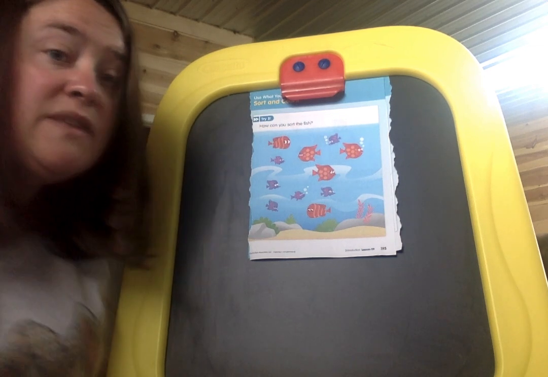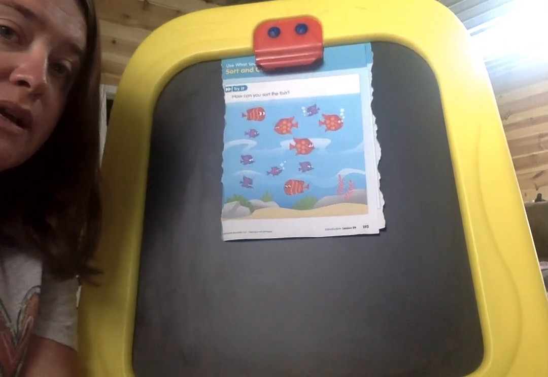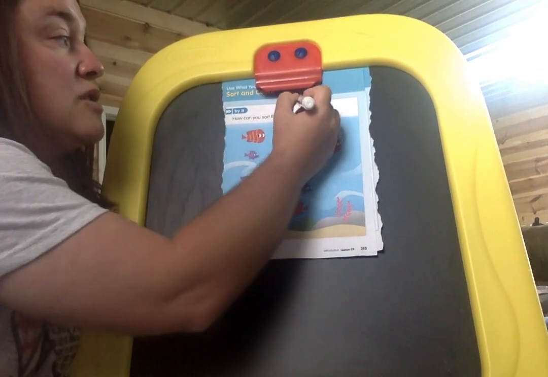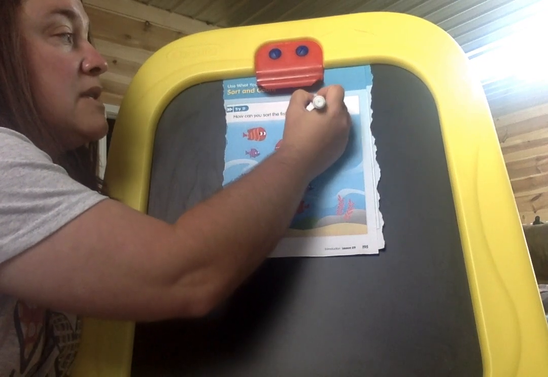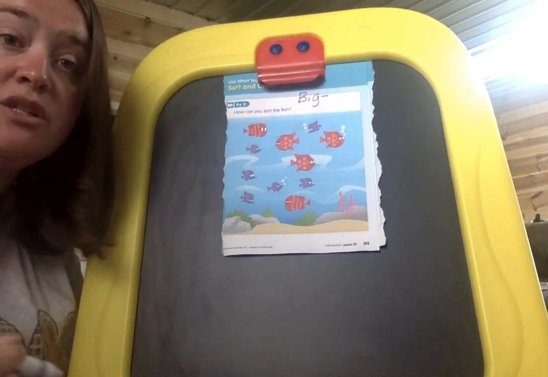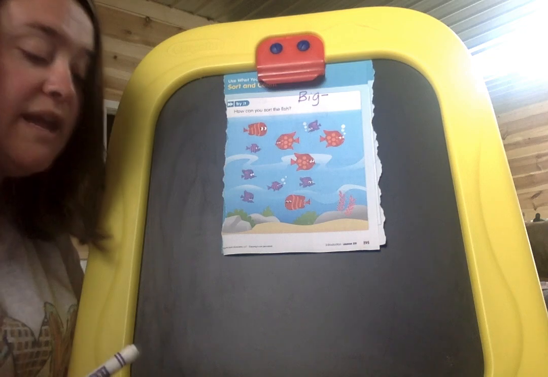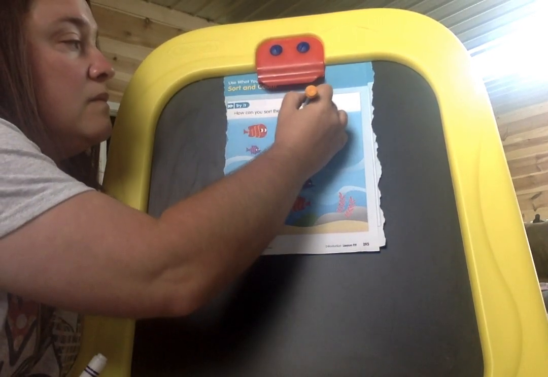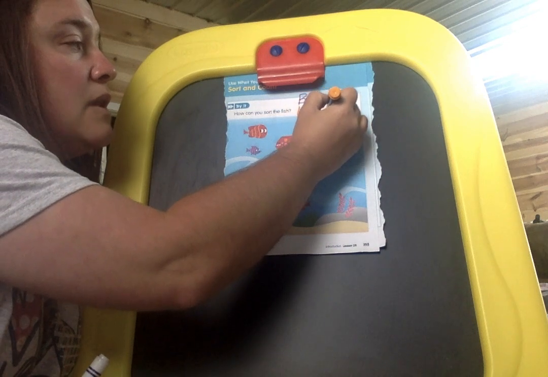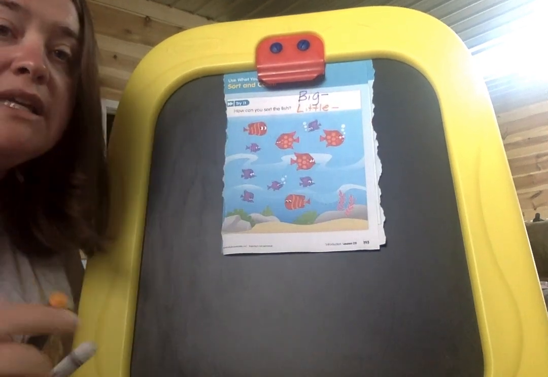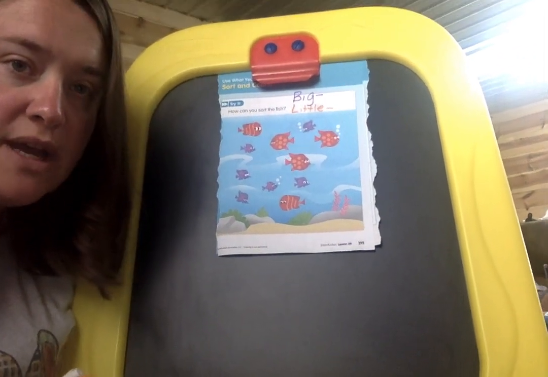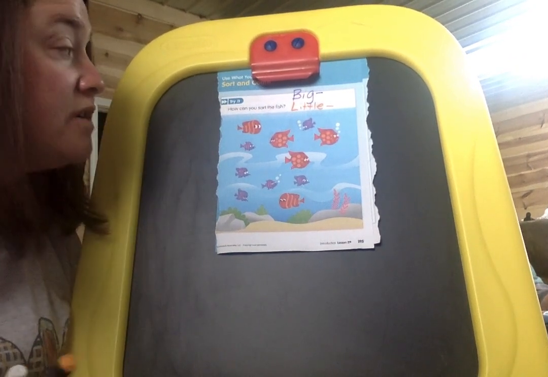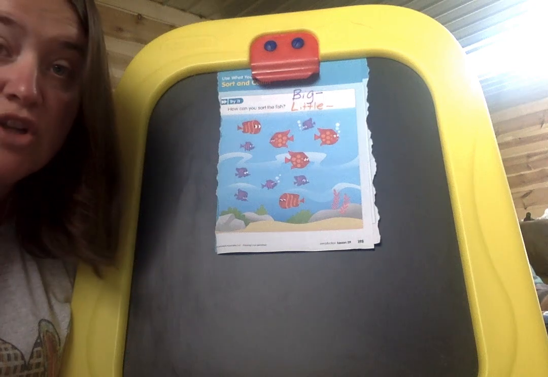Okay? So up at the top of your paper, you may not can see mine very well, we're going to write big, just up here at the top somewhere, because we're going to count the big fish. Okay? And then I want you to write little right below it, and we will count the little fish also, okay? All right, so let's start by counting the big fish first, okay?